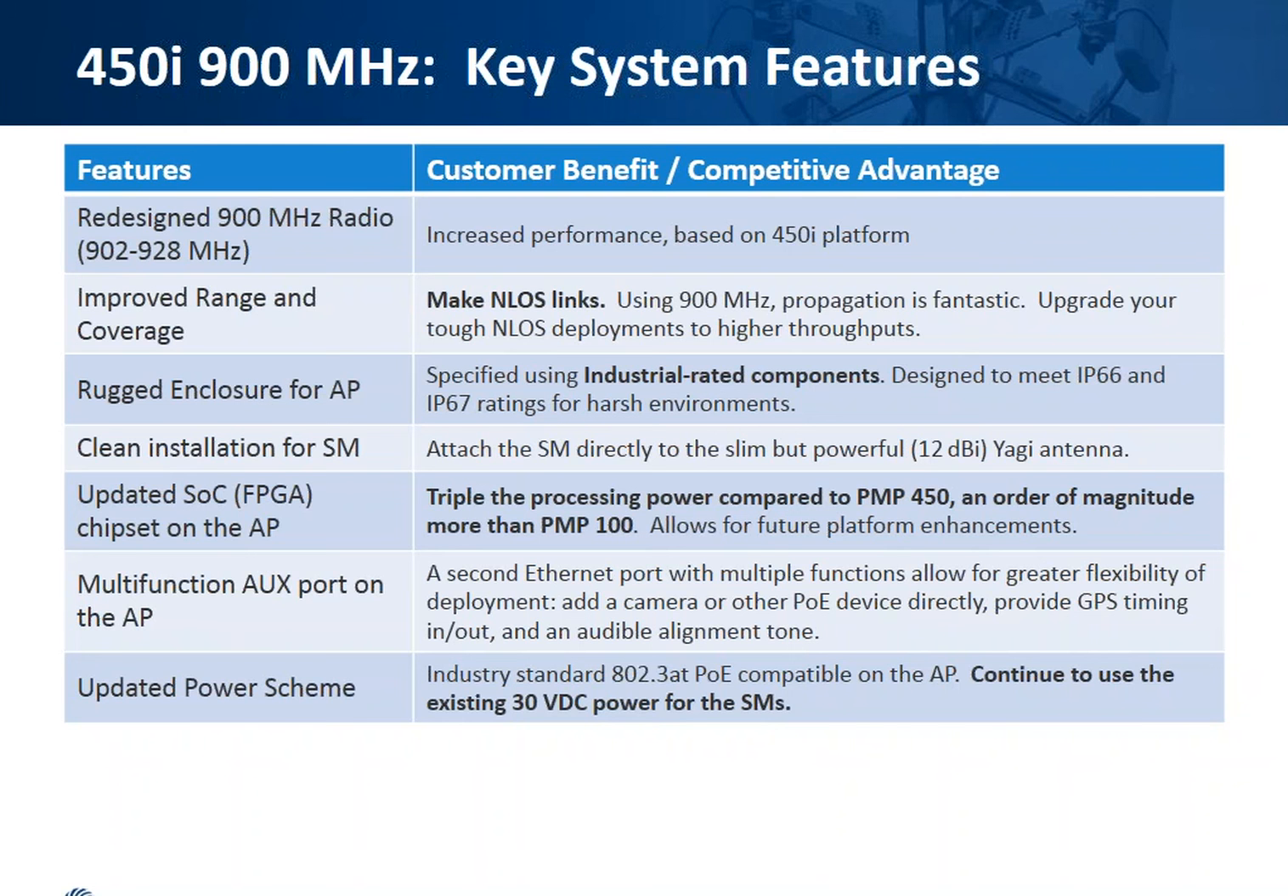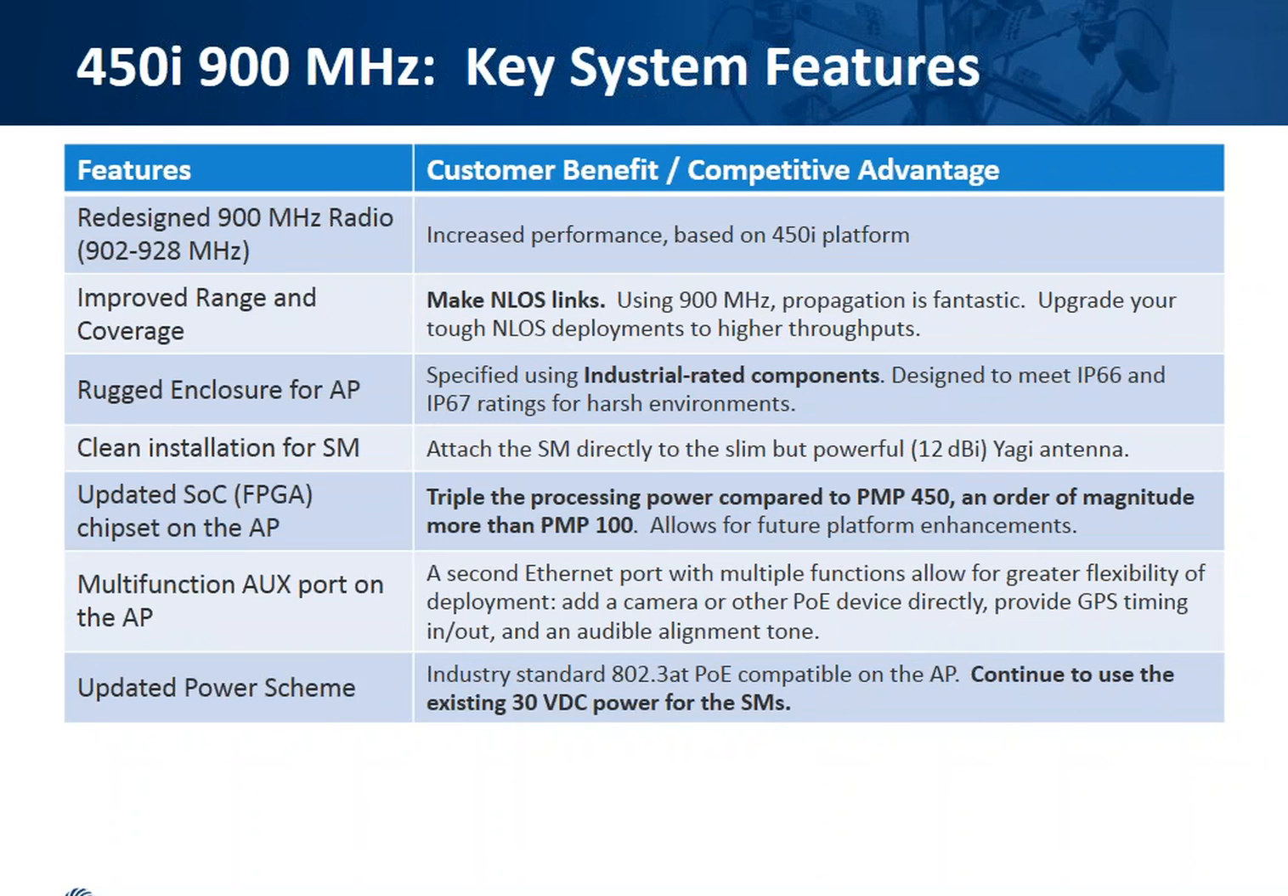We use industrial rated components. For the AP, it's an IP67 ingress protection rating for harsh environments, so it's completely weather sealed and waterproof. And on the SM side, we've made it a very clean installation. You attach that SM directly to that Yagi antenna that we sell, and it's a great little assembly that's very easy to do. And you'll see some of the pictures of customers using it. It's a very nice and easy to handle type of assembly.